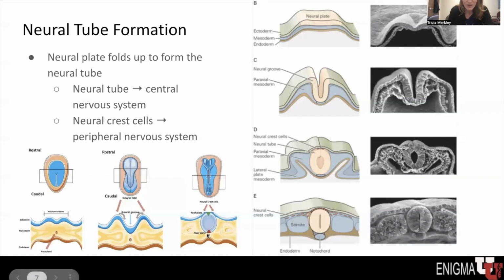And again, from the cross section, this shows the roof plate. This shows the neural tube formed here. And then there's the floor plate, which we'll talk about a little bit later.